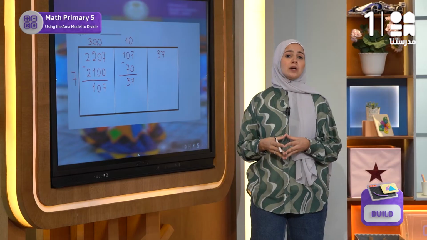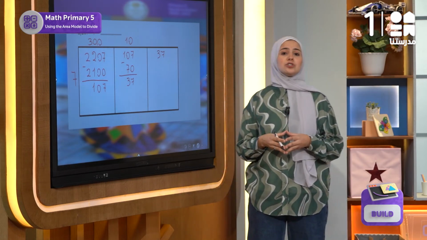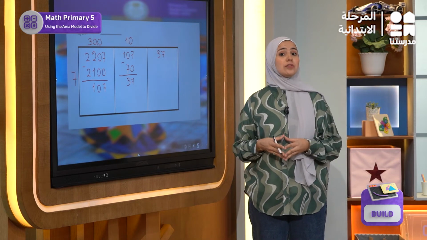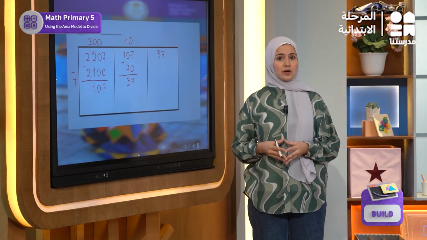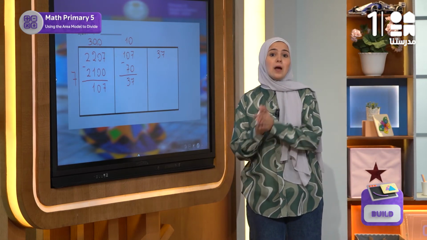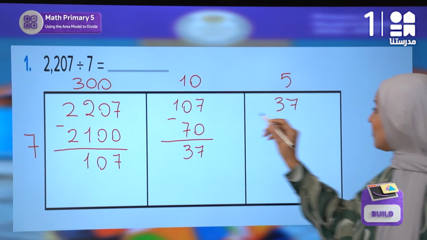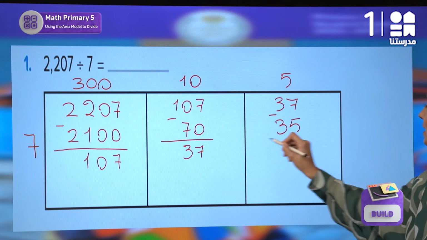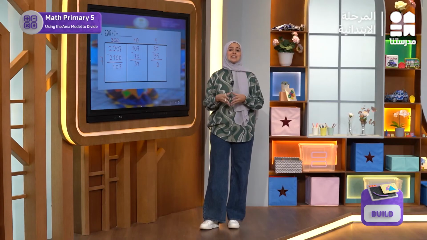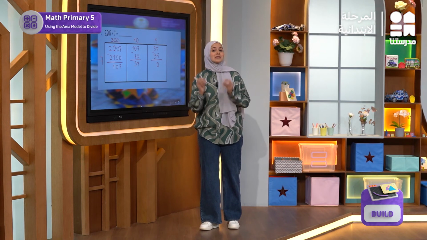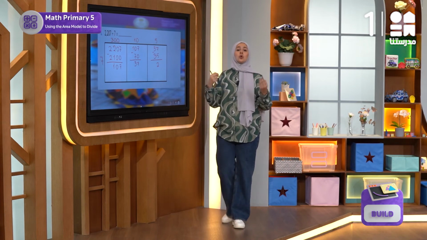Now let's think of another multiple of 7 that is equal to 37 or closer to it. From our knowledge of the multiplication facts, we know that the multiple of 7 closest to 37 is 35, which is the product of multiplying 7 by 5. So I'm going to write here 5. 5 times 7 is 35. Now when I subtract, what do I get? I get 2. Since 2 is less than 7, it will be called the what? The remainder.